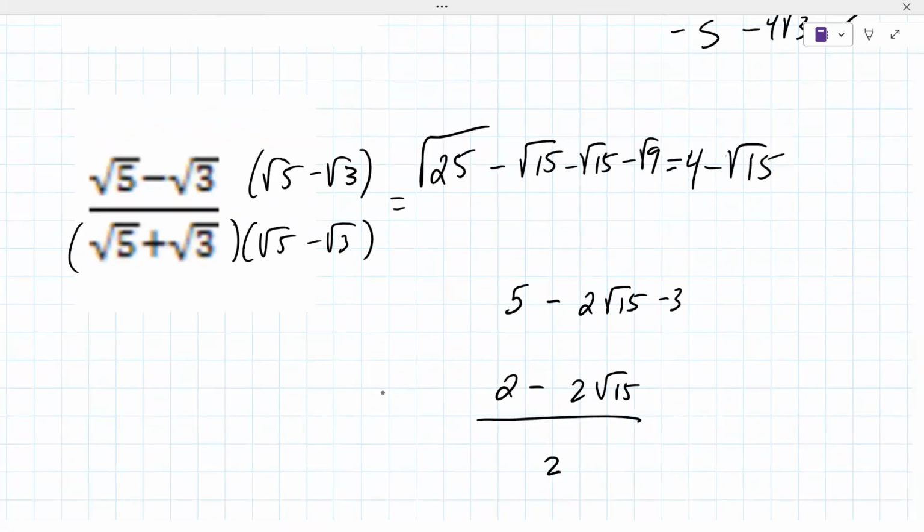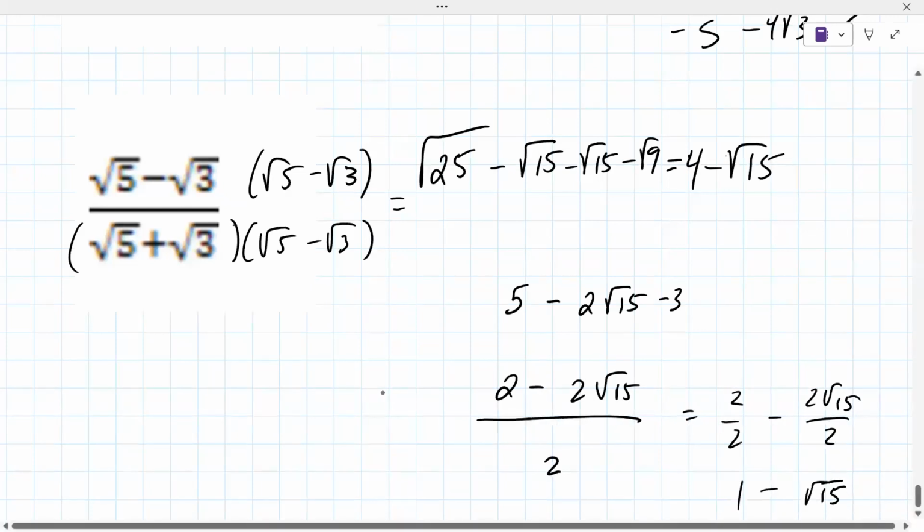Oh, sorry, yeah. It should just be minus root 15. Well, you divide both of them. So it's 2 over 2 minus 2 root 15 over 2. Yes, it should be minus. Oh, 1 minus root 15. Yeah.